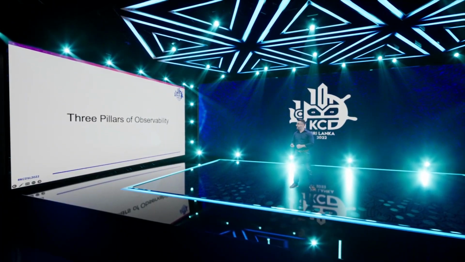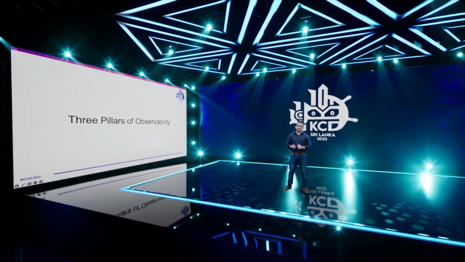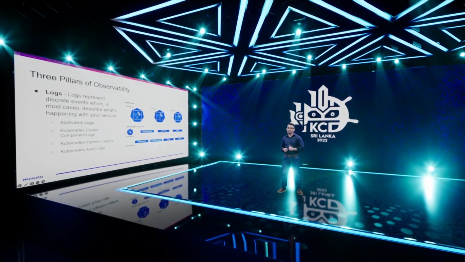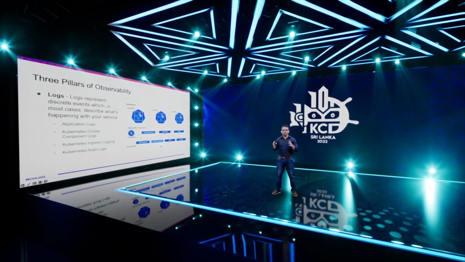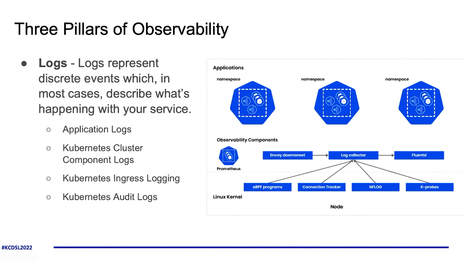Alright, let's get back to the 3 pillars of observability. As I mentioned, it's very important when you create and implement your observability for Kubernetes. So the first pillar is the logs. A log is basically a representation of a discrete event. In most cases it describes what happened with your service.